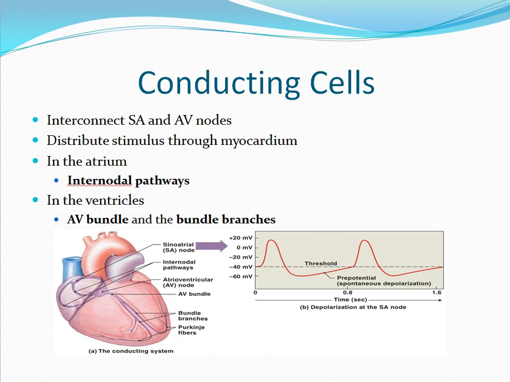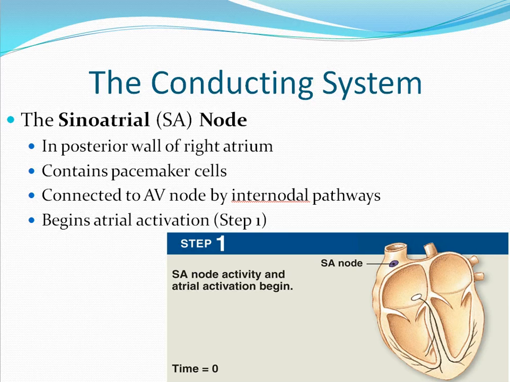We will look at these structures in a little bit more detail, beginning with the SA node. The SA node is found in the posterior wall of the right atrium. This is known as the pacemaker of the heart because it contains special pacemaker cells that set the heart rate. These are set to deliver an impulse on average 80 to 100 times per minute. They are connected to the AV node by the internodal pathways. Atrial activation begins at the SA node.